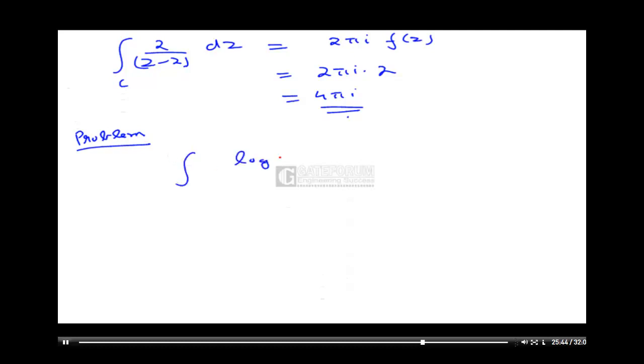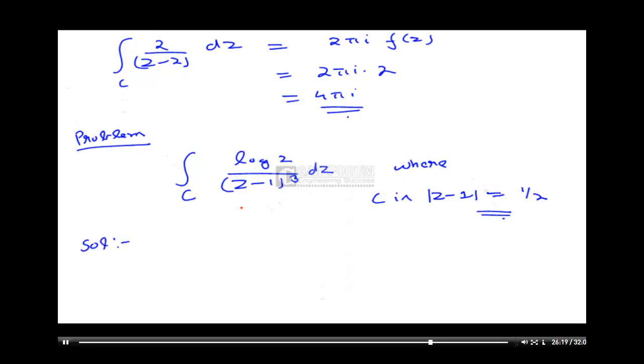Integral of log z upon (z minus 1) whole cube dz over a curve C, where C is mod of z minus 1 equal to 1 by 2. You can try this as an exercise. It's similar to what we have done earlier. We just have to see that z equal to 1 is coming inside the curve. Yes, it is. I'll give a hint: since it is (z minus 1) whole cube, the third power means we have to differentiate, f double dash z into 2 pi i by 2 factorial, substituted at z equal to 1.